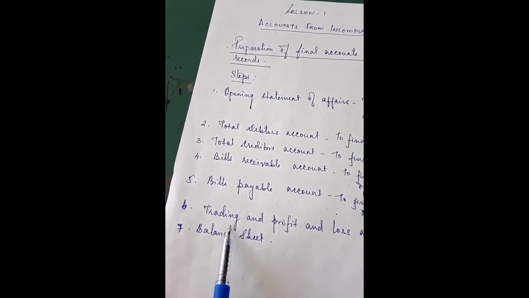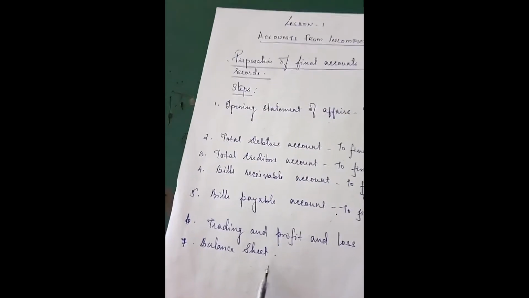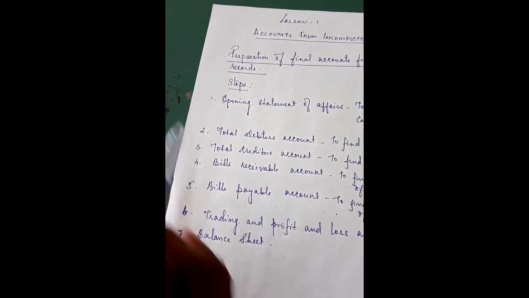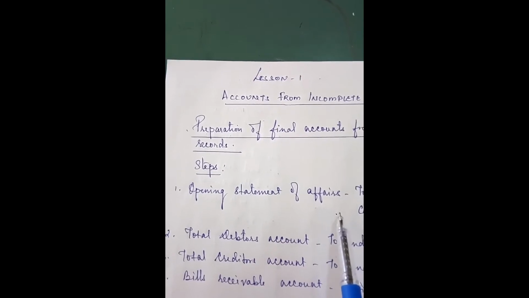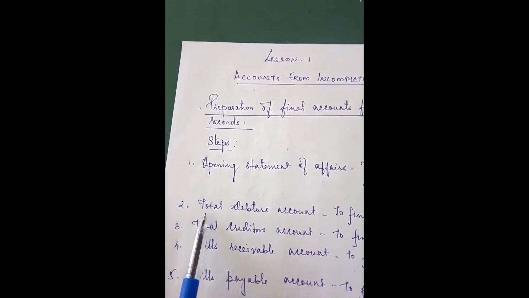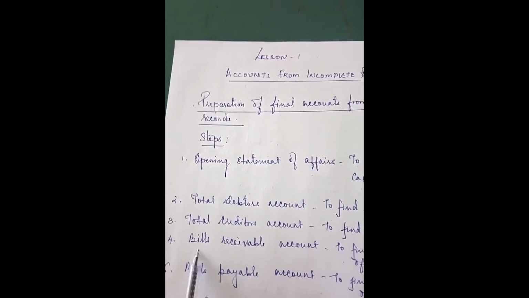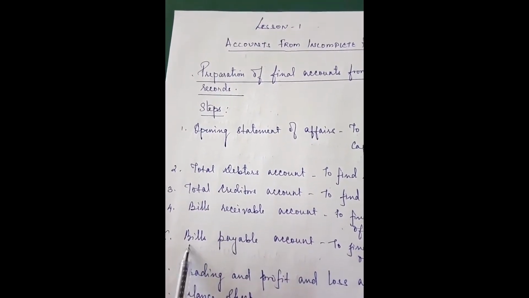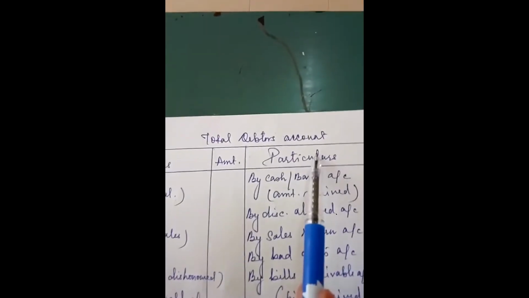Trading and profit and loss account as well as the balance sheet you all know, as we have studied in 11th standard. The opening statement of affairs also we have completed yesterday. Today we are going to deal with total debtors account, total creditors account, bills receivable account and bills payable account. Now let us see the format for total debtors account.